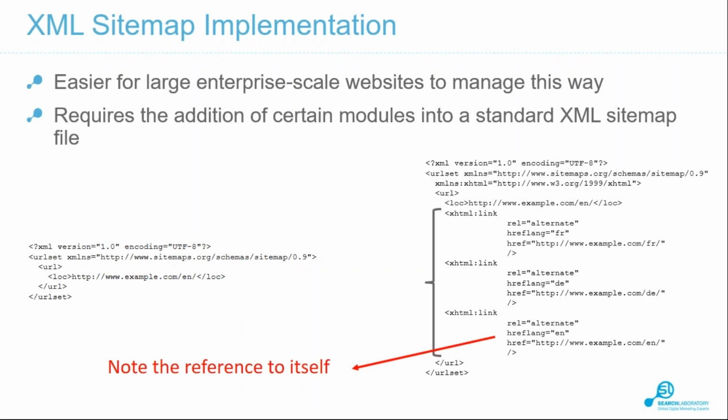One important area to note, both within the XML sitemap implementation and also the hreflang implementation, is the self-reference. So in this case, we're referencing the English version within the English version. So Google has a full picture of how that content is structured throughout the entirety of our website.